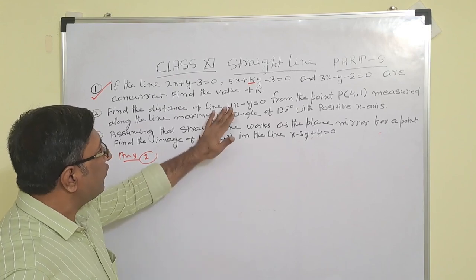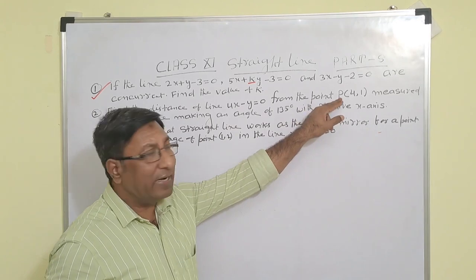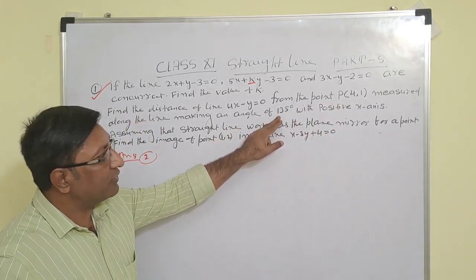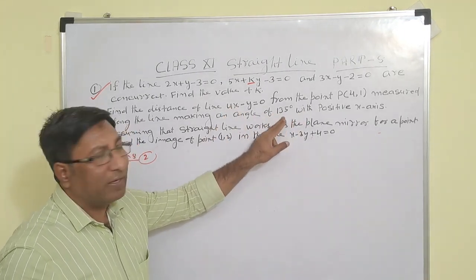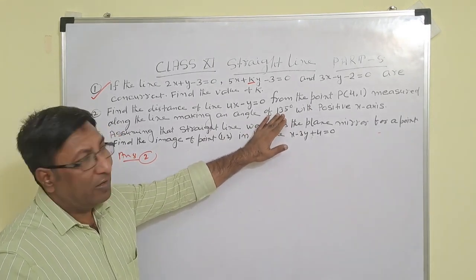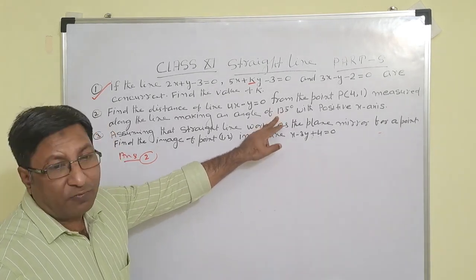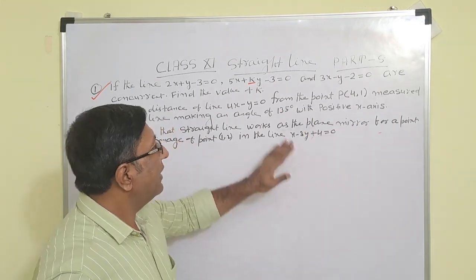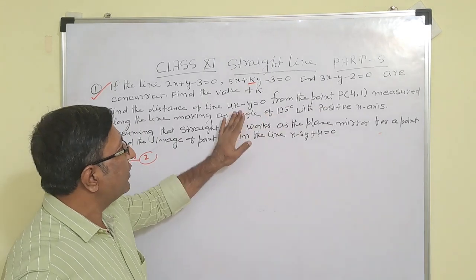So this is the equation of the line given. Here another line's point is given, and that line makes an angle of 135 degrees with the positive axis. So this is the first line and this is the point on the other line. First you find the equation of the second line. Because the angle is given, you can find the slope, and the point is given, so we can very easily find the equation of the second line.